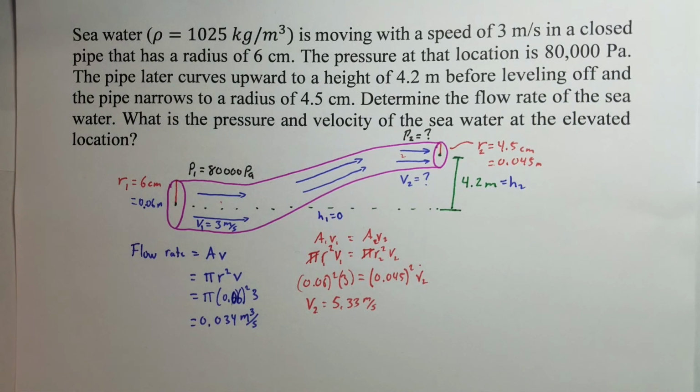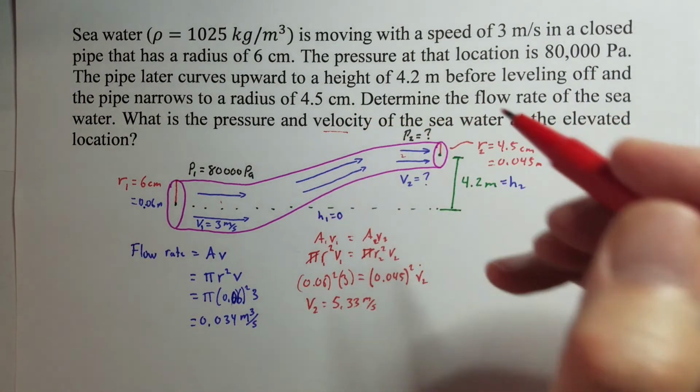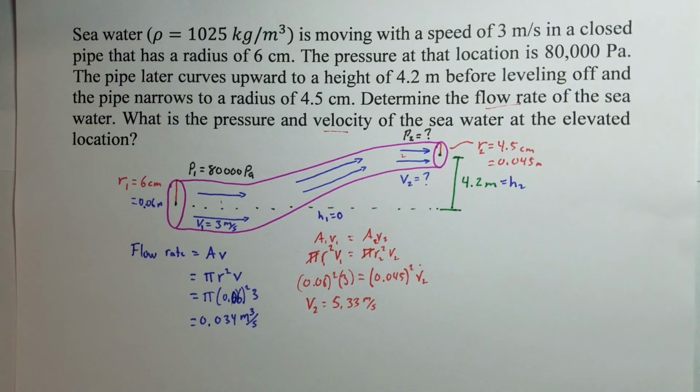Okay, so we've got the speed of the velocity in the upper part, and we got the flow rate. Now we need to figure out the pressure. And for that, we need Bernoulli.